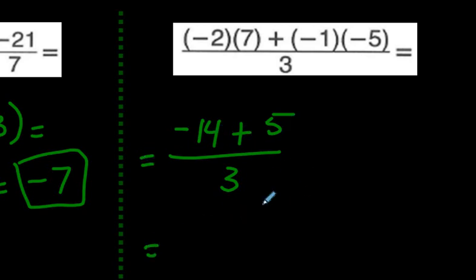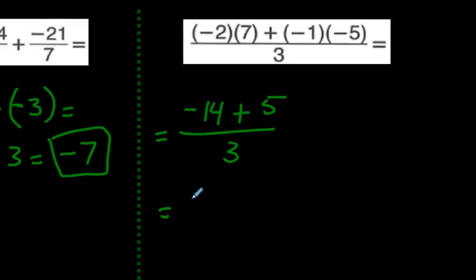And negative 14 plus 5 is, well, negative 14 plus 5, you're going to end up with negative 9 over 3. And we don't have to leave it like this because we can still reduce this. In this case, we can actually just divide, which works nicely because this whole lesson was on multiplying and dividing integers. So negative 9 divided by 3, what do we get? Well, negative divided by a positive, you're going to end up with a negative, and 9 divided by 3 is 3.